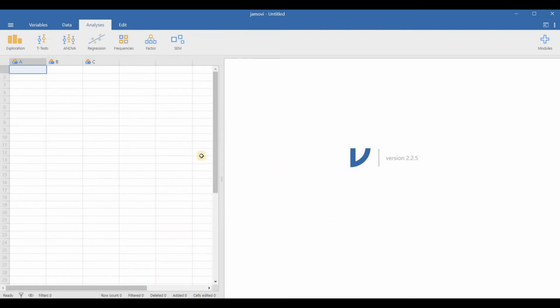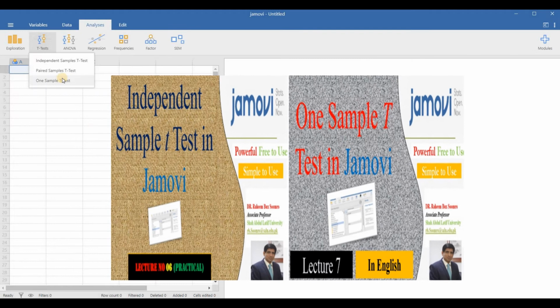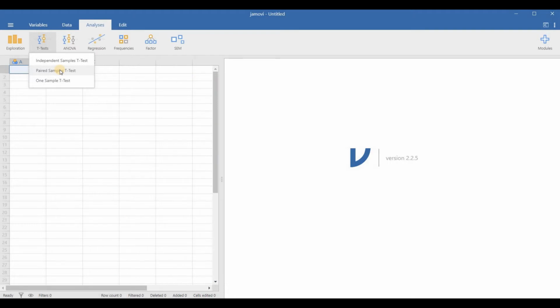Dear friends, this is the interface of Jamovi, where you are looking at this t-test group. If you open this one, you will find three types of t-test. So, independent sample t-test, paired sample t-test, and one sample t-test. My two videos are already available on these two tests, and their images you are looking at here. In this video lecture, I'm discussing how to compute the paired sample t-test in Jamovi.